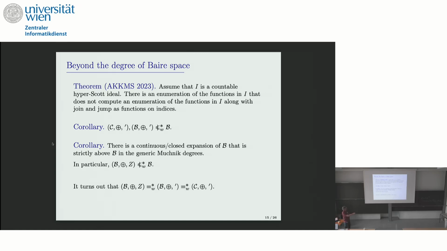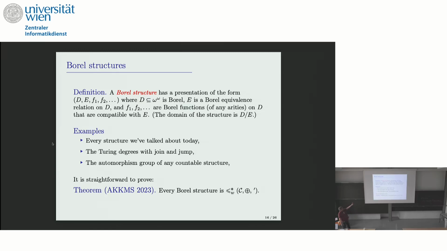Now, it turns out that all of these structures are generic Muchnik equivalent, and that's because, in fact, Cantor space with join and jump is above all Borel structures. And I'll just quickly tell you what a Borel structure is. It's exactly what you think it is. You take, say, Baire space, you take a Borel set and a Borel equivalence relation, and that defines your universe. And then you take Borel functions or relations that are compatible with the equivalence relation. Anyway, it's not too hard to show that every Borel structure is below Cantor space with join and jump.